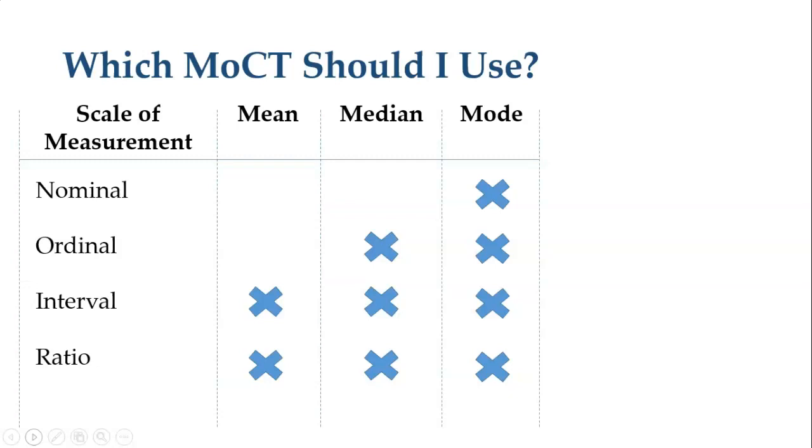So the mean can only be used with interval and ratio variables. You can use the median to some extent with ordinal variables, but the only measure of central tendency that can be used with all the scales of measurement is the mode, okay?